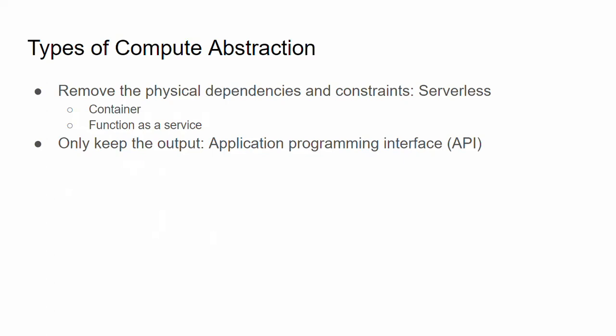And there are these common types at this point. The types of compute abstraction: you can either remove the physical dependence and the constraints. This is what is called serverless, right? This is a further step down the virtual machine path, where you have a container or you have functions as a service. And from functions as a service, more physical details are removed. Now let's completely focus on the black box idea of compute, which is I want to provide the input and get some output from the input I provide. Then that's what we call application programming interface, or API. We will talk about these three concepts in later sessions.